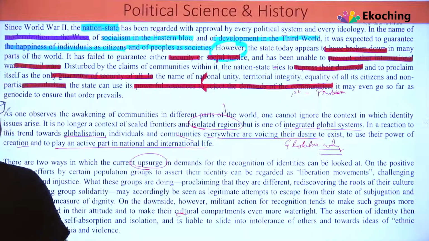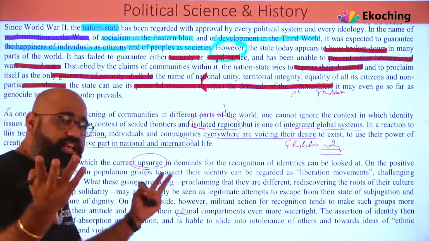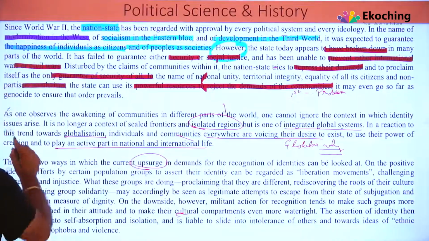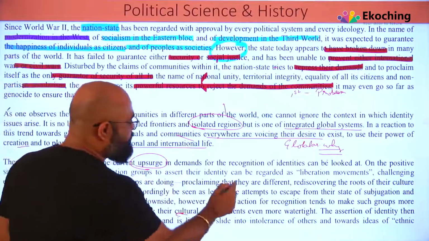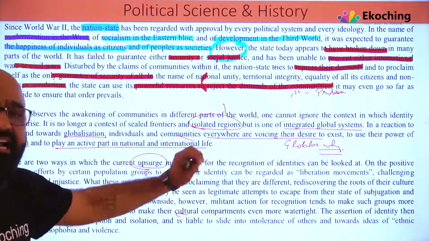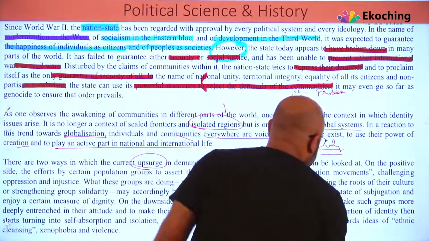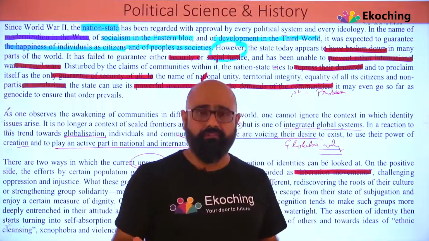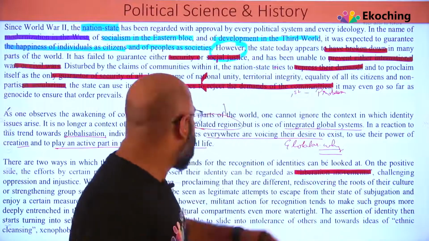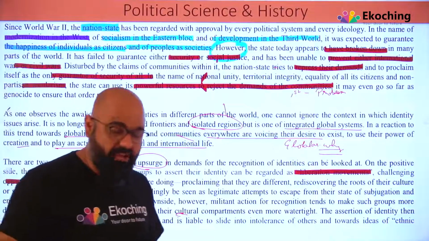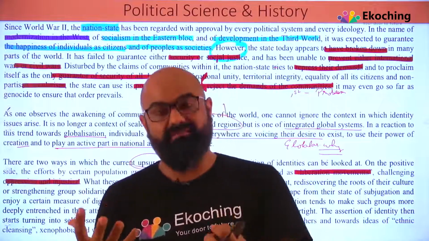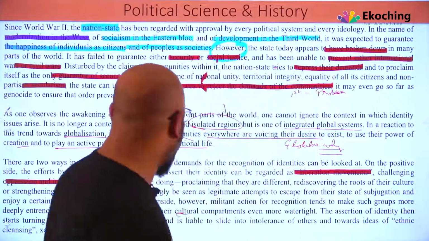Because on the positive side, they are talking about two sides here. The positive side is the efforts by certain population groups to assert their identity can be regarded as a liberation movement. The positive side is we are liberating, right? Challenging oppression and injustice. We are not taking oppression anymore. Oppression का मतलब क्या होता है? जिसको बोलते हैं उत्पीड़न, right? We are not taking oppression anymore.